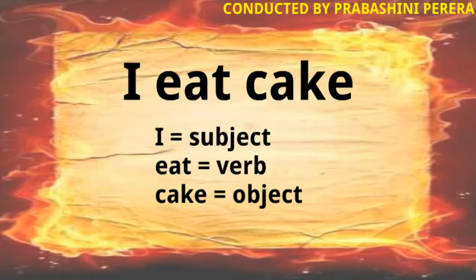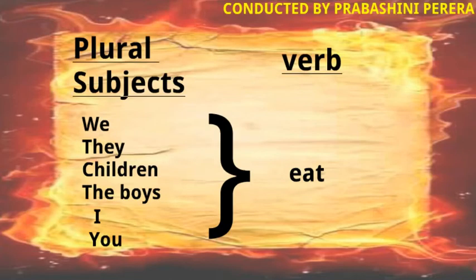Let's take an example. I eat cake. I is the subject, eat is the verb, and cake is the object. If the subject of the sentence is plural, the verb remains in present form. Don't make any changes to the verb. Look at this. We, they, children, the boys. These are plural subjects. So the verb doesn't change with them. Now let's use eat as the verb for these plural subjects.